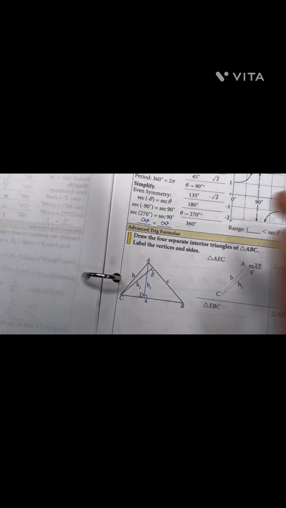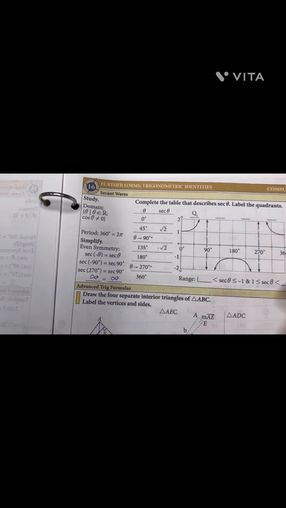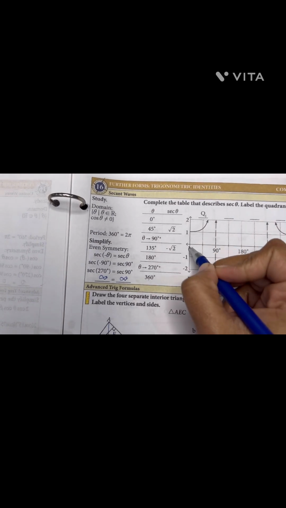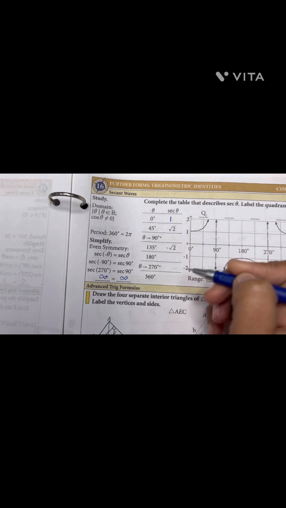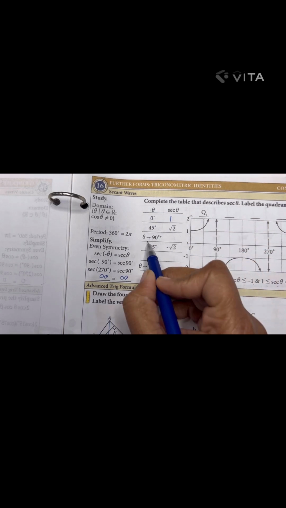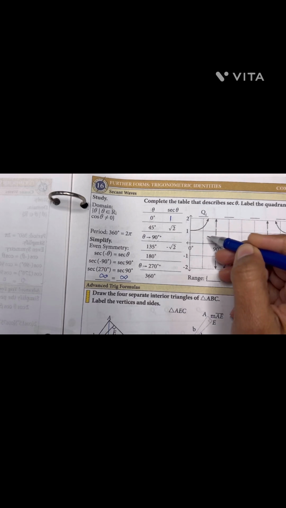Okay, all right, let's fill in these blanks here. Complete the table that describes secant theta and label the quadrants. All right, let's complete this table. 0 is 1 from here. I see that it's 1. Okay. 45 degrees is square root of 2. As theta approaches 90, my secant theta is approaching infinity.